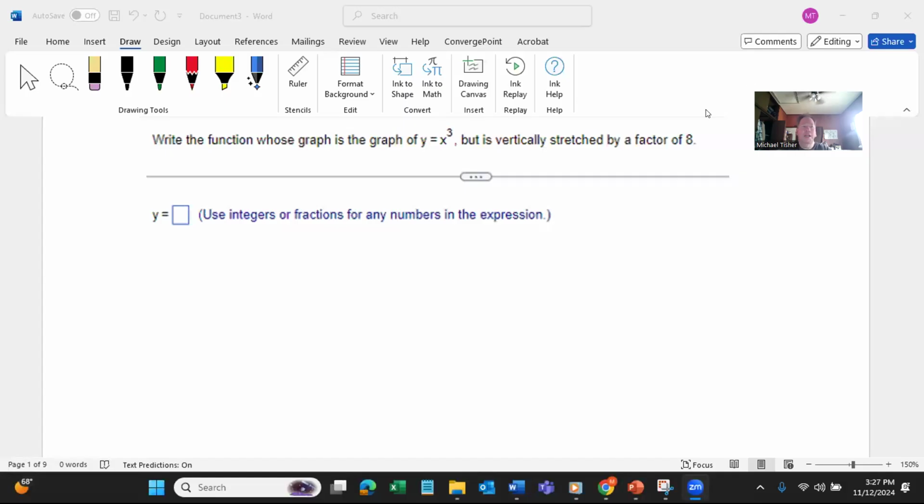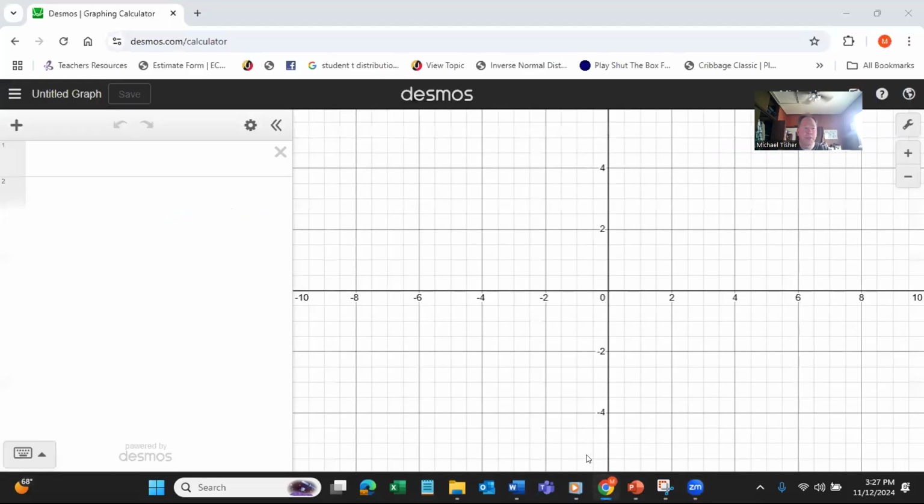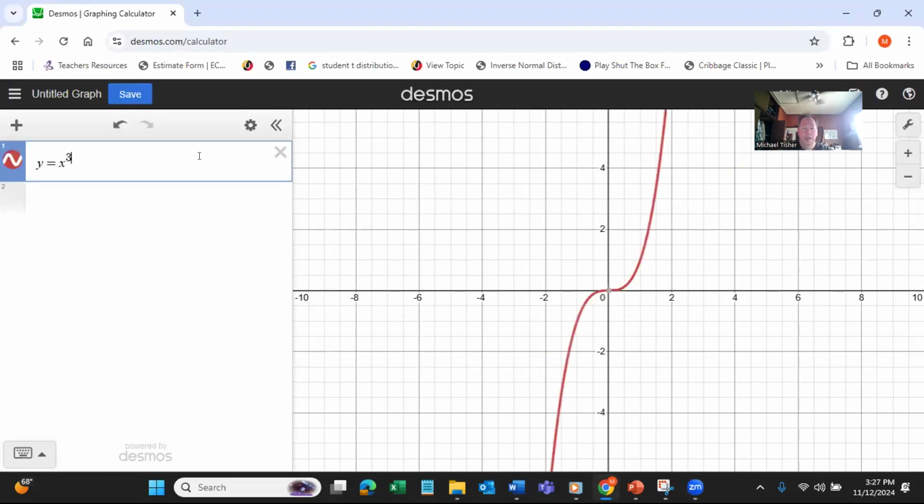Hello, everybody. Here we have this problem that says write the function whose graph is the graph of y equals x cubed, but is vertically stretched by a factor of 8. So let's first graph y equals x cubed. And I like to call this the Hula Dancer graph because it looks like sort of a Hula Dancer looking like that. All right. Okay, now what we're going to do is transform this graph to another graph.